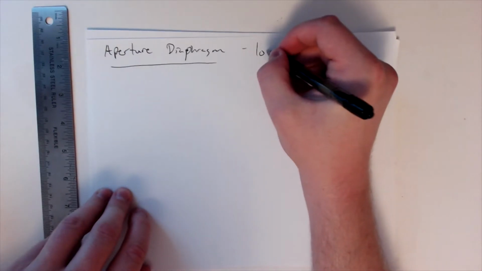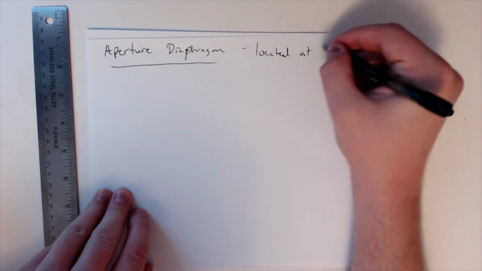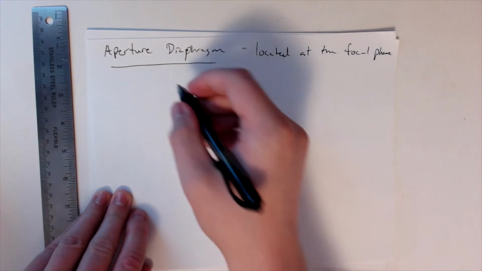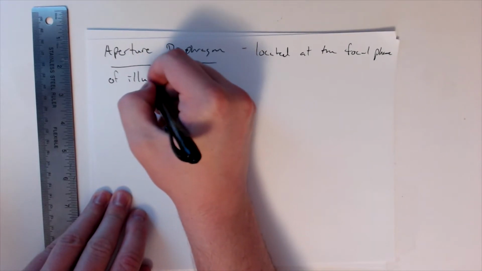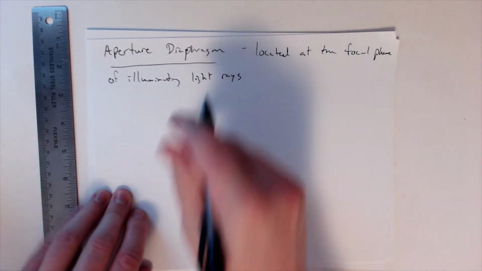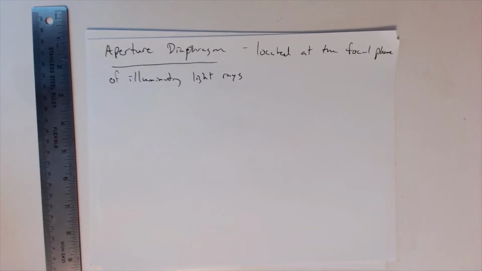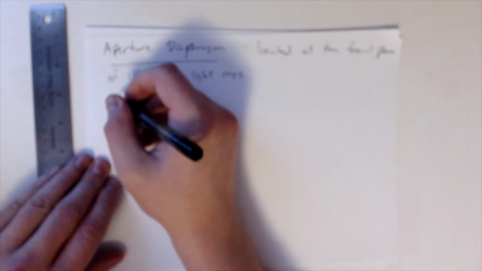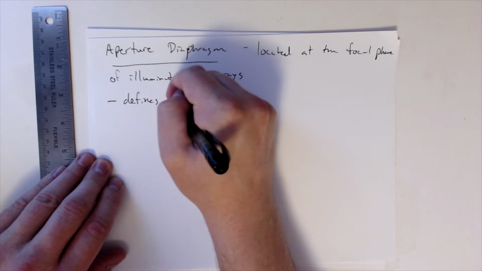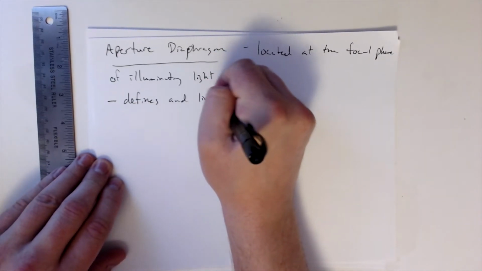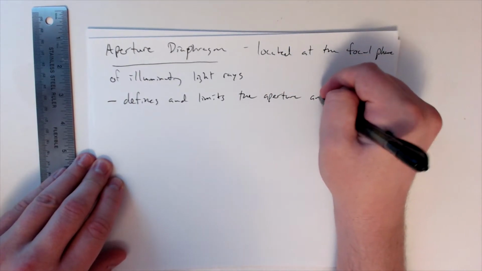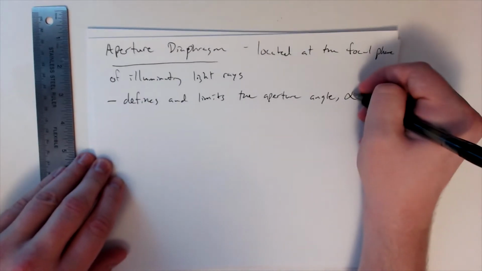So again, you just saw this, but it's located at the focal plane of illuminating light rays. All right, so that's where it was located. What it does is it defines and limits the aperture angle. So that was alpha that we talked about, right?